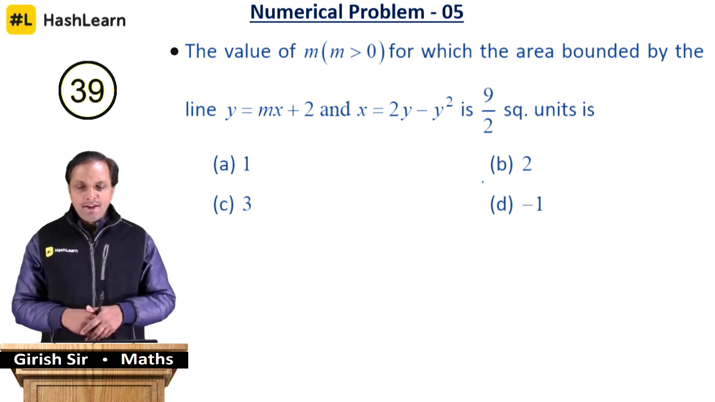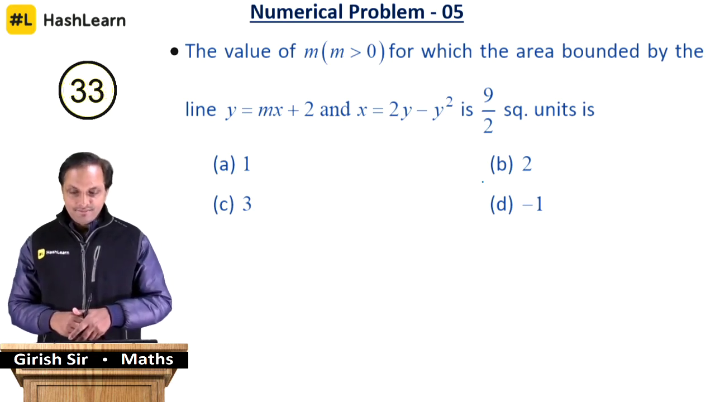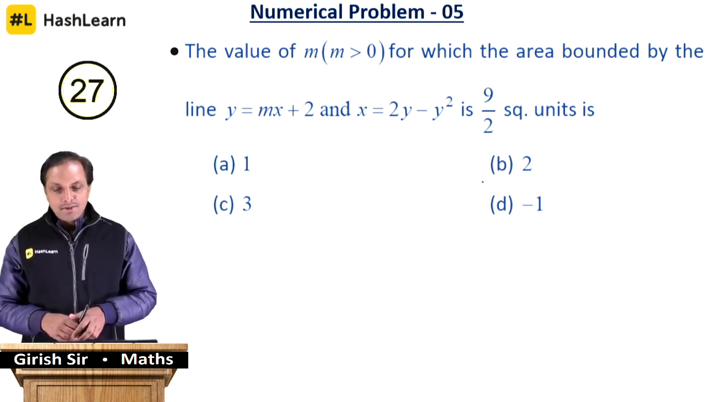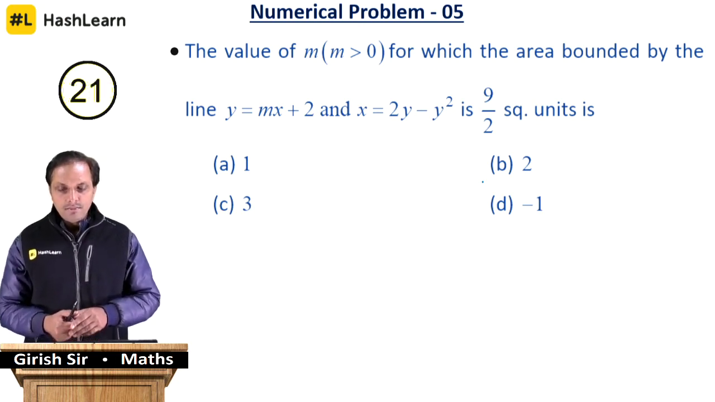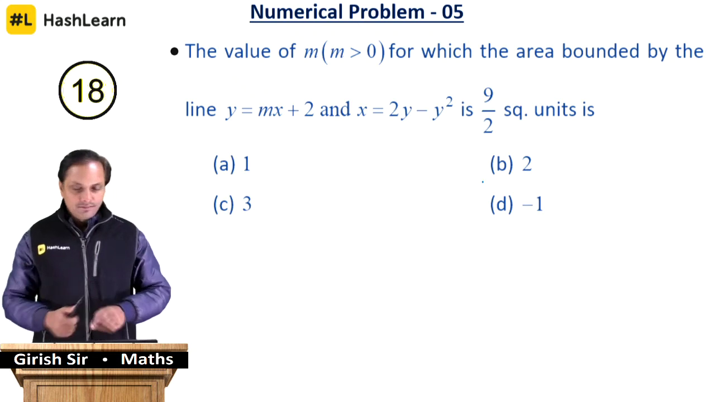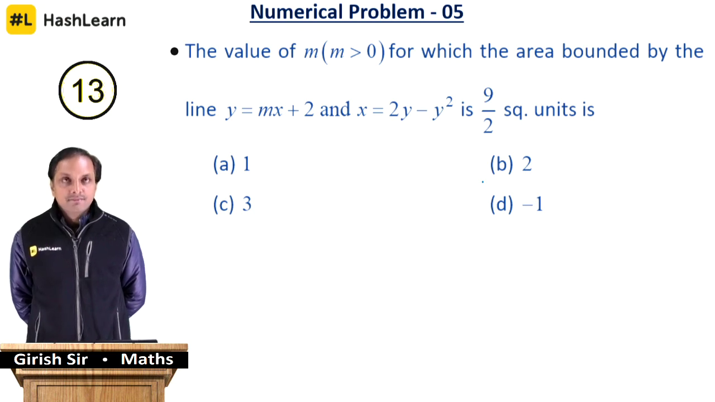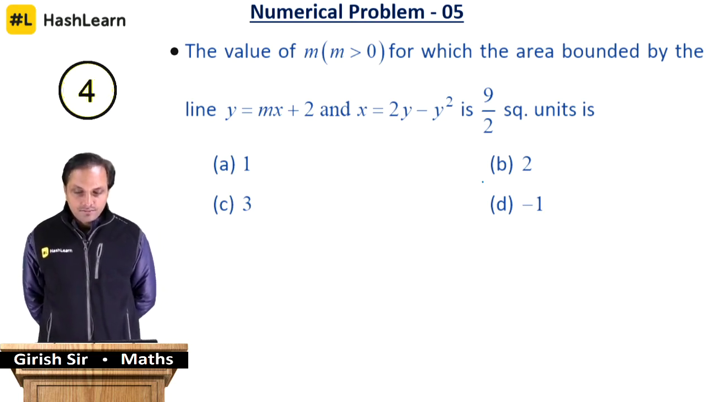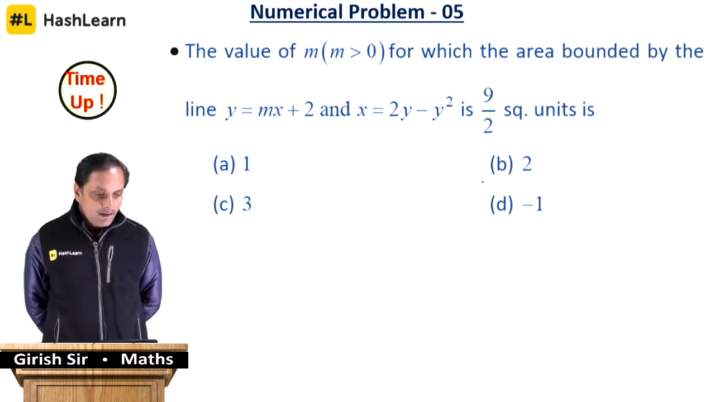They have given you already the area and they are asking you to find the value of m. So y is equal to mx plus 2 and x is equal to 2y minus y square. The area is given as 9 by 2. You are left with 15 more seconds. And m is greater than 0, they are telling you. And your time is up.